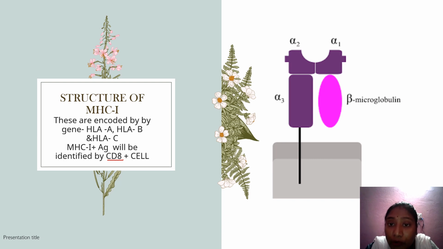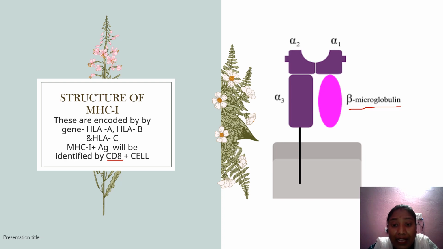So going to the structure, you can see that the structure is like this. There is one beta microglobulin, which is not a part of the main chain, we can say, but it is attached covalently to the main domain. So it has an alpha domain, that is, the alpha domain has alpha 1, alpha 2 and alpha 3.